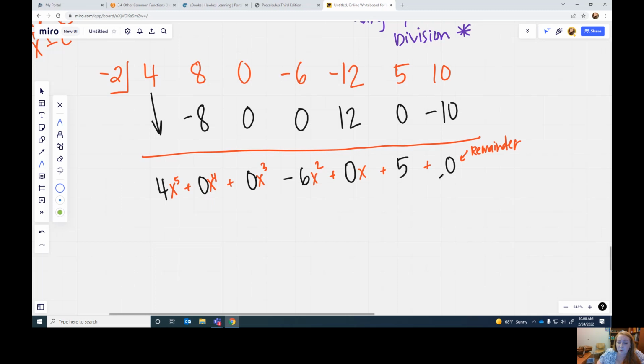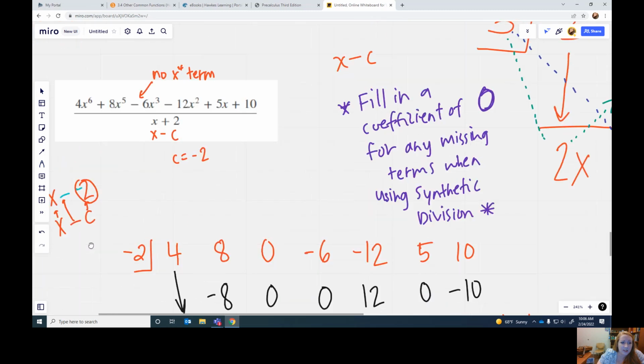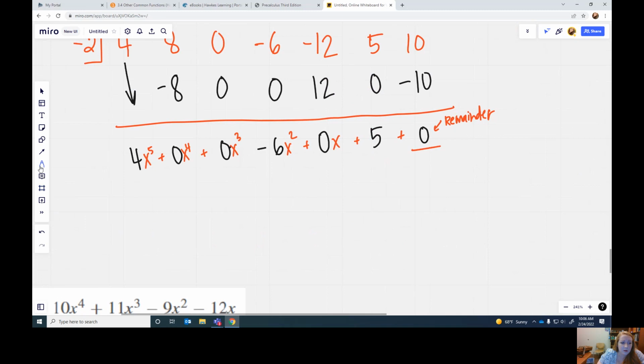And of course, we would write it remainder over our original divisor, which was x plus 2. All right, now let's write our solution. We don't need to write any of these terms that have a 0 as the coefficient because 0 times, for example, 0 times x to the 4th is just 0. All right, so here's our solution. 4x to the 5th.